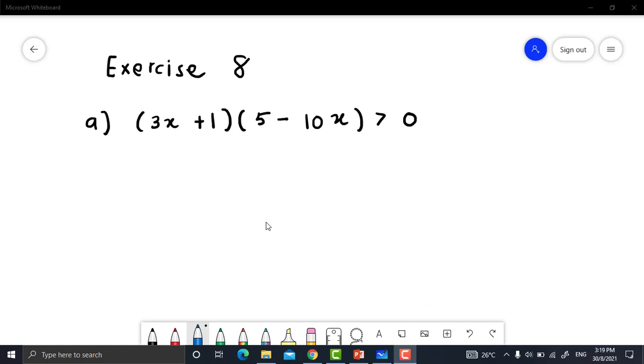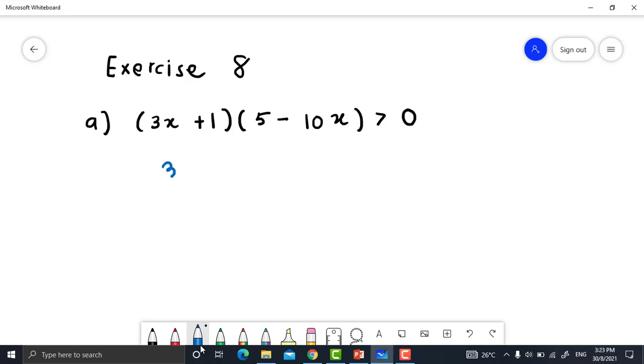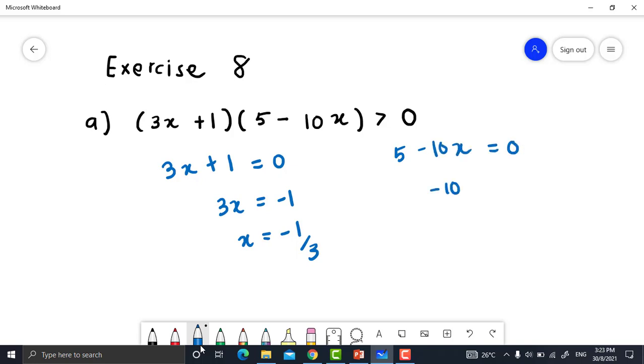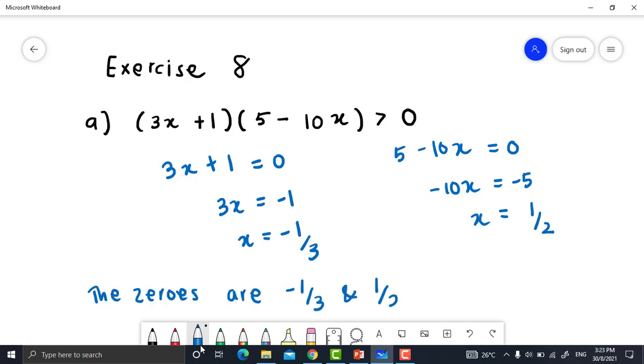Solve the following inequalities with the aid of table of signs. At A, given the inequality 3x plus 1 multiply 5 minus 10x greater than 0. So first step, you need to find the zeros. 3x plus 1 equal to 0, 3x equal to -1, x equal to -1 over 3. And 5 minus 10x equal to 0, -10x equal to -5, x equal to 1 over 2. So the zeros are -1 over 3 and 1 over 2.